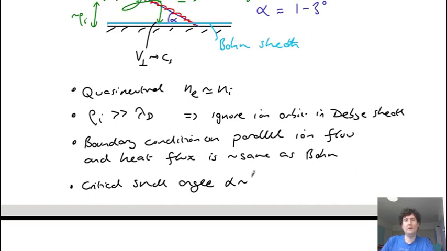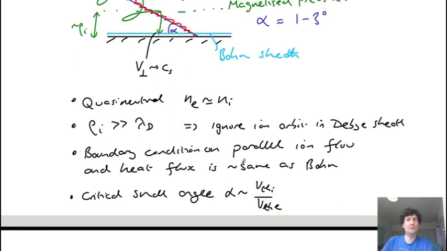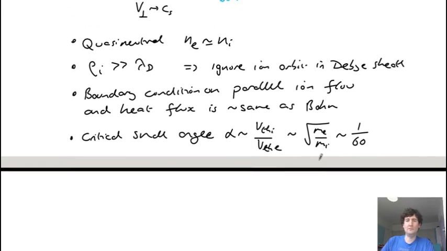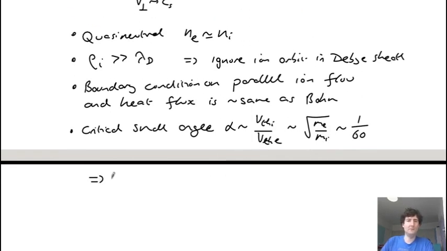And this occurs when alpha is comparable to the ratio of the ion thermal speed divided by the thermal speed of the electrons. Then the ions can reach the wall first, and this is roughly the square root of the electron mass over the ion mass, which for deuterium is about 1/60. And so if alpha is smaller than this, then the sheath behavior can change quite significantly.